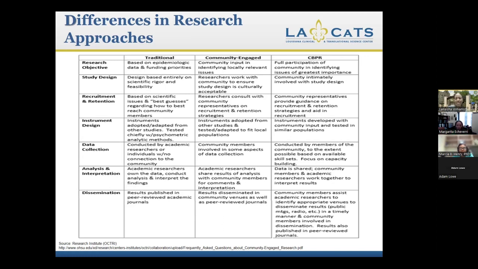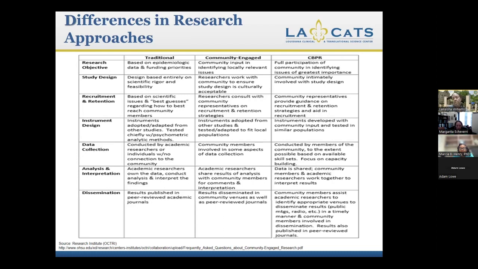When we look at the study design, we see that in community engaged research, everybody is working together. So those researchers are working with the community. They may be working with that community organization. They may be working with those community individuals to ensure that the study design is connected across both parties, that both parties are able to agree, that everything is acceptable on both ends.